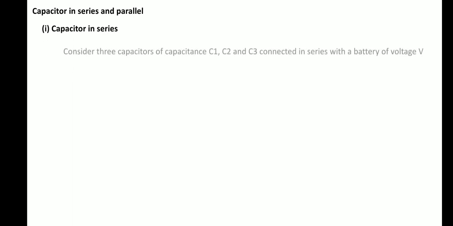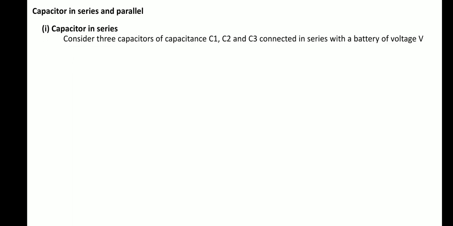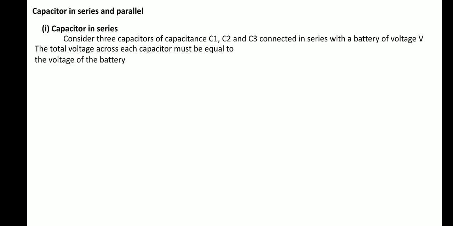Next we discuss capacitance in series and parallel. First, we will study capacitance in series. Consider three capacitors C1, C2, C3 connected to a battery V in series connection. Then the total voltage across the capacitors must be equal to the voltage of the battery. Each capacitor carries the same amount of charge.